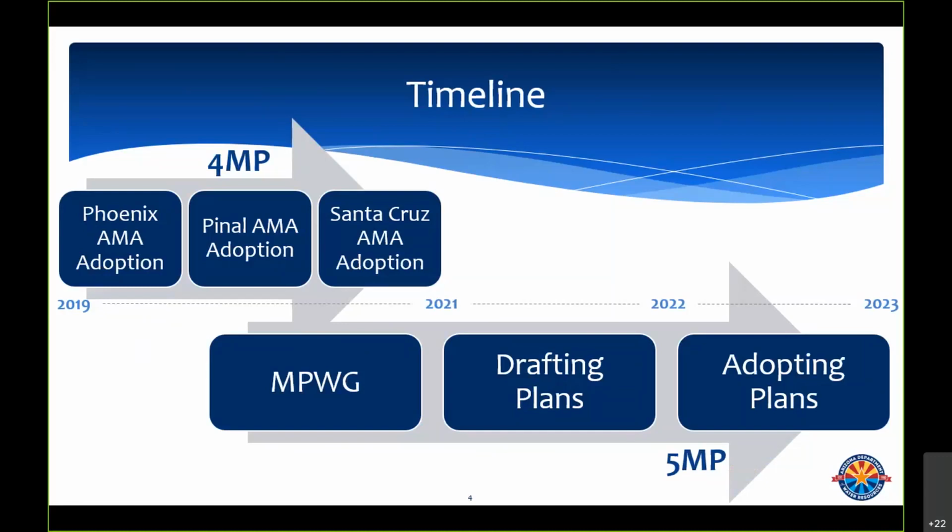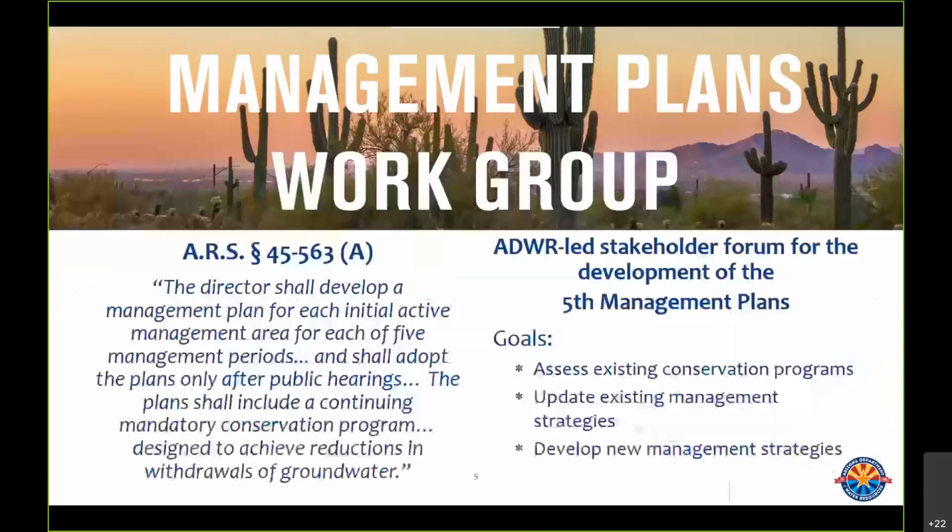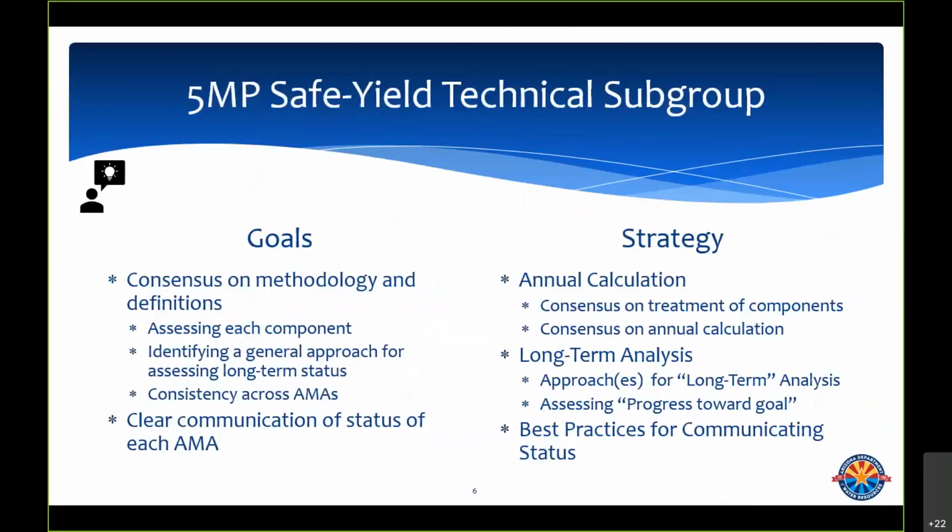It's a complex topic. The goals that we have for this group are, like we're doing today, assessing each component and having a conversation about each of those components so we can gain an understanding and some consensus around each component and around that annual calculation of safe yield.